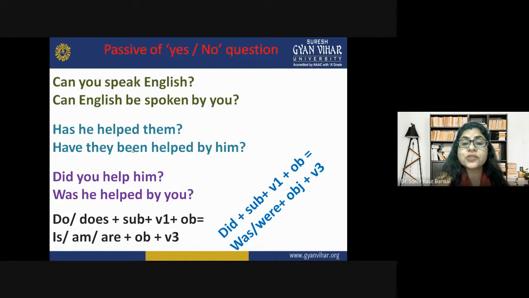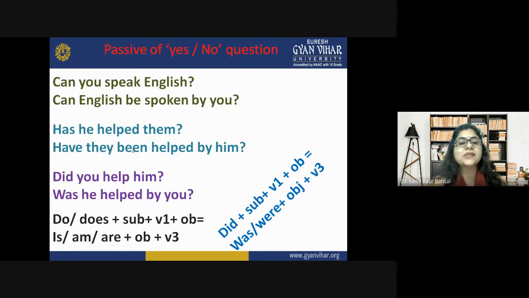So English is the direct object in the active voice question, but now can would be at the same place, the question word would be at the same place, but we are taking the direct object as the subject. And again, be plus the third form of the verb plus a prepositional phrase. And as I have told you, you will be you in the passive voice also. So the correct passive voice sentence would be, can English be spoken by you?